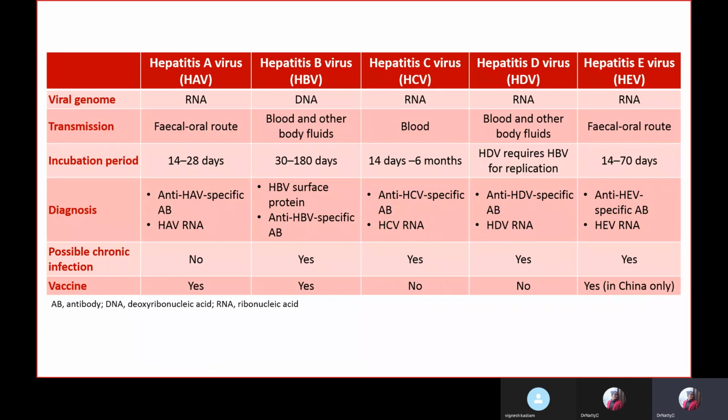Also for hepatitis D, hepatitis D alone cannot straightforwardly affect a person. It is through the hepatitis B virus that hepatitis D gets contracted. So again, hepatitis A and E are fecal-oral route, B and D are blood and other body fluids, whereas C is only through blood transmission.